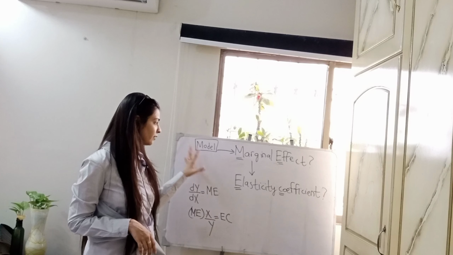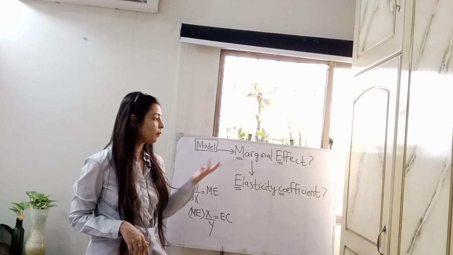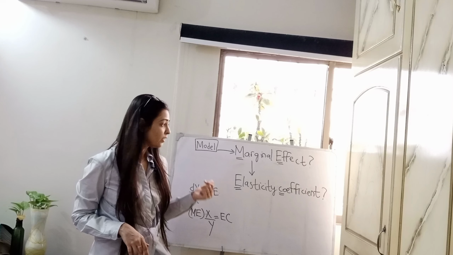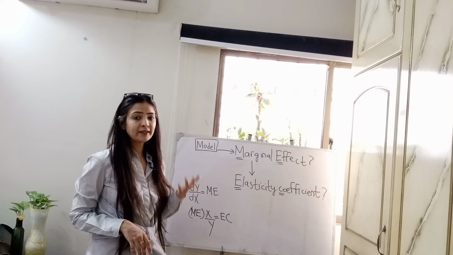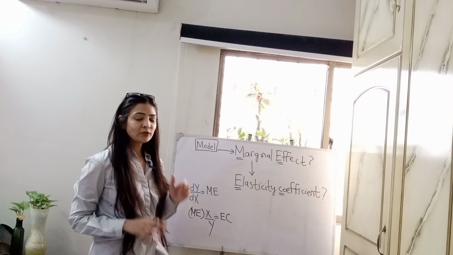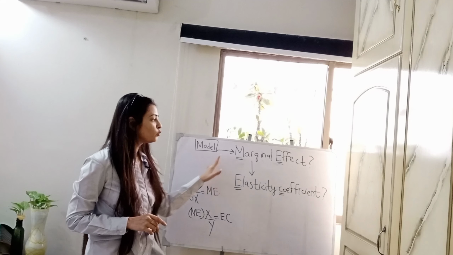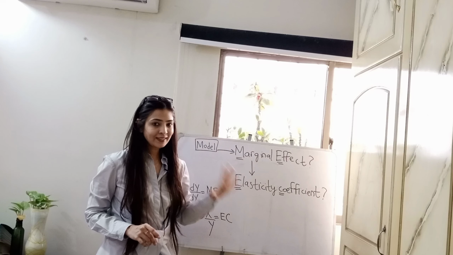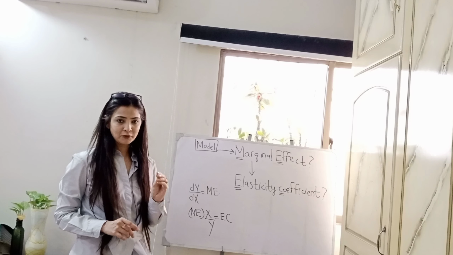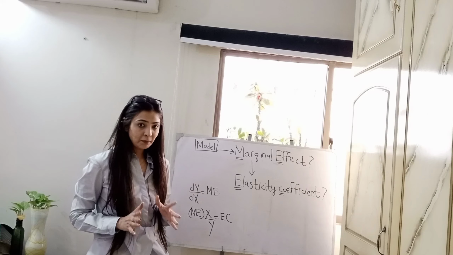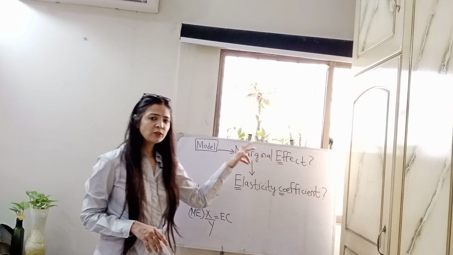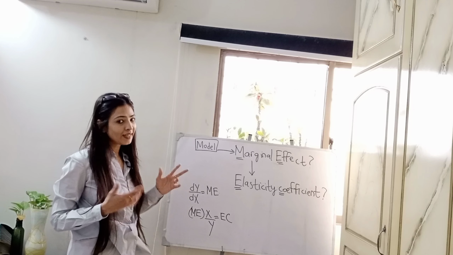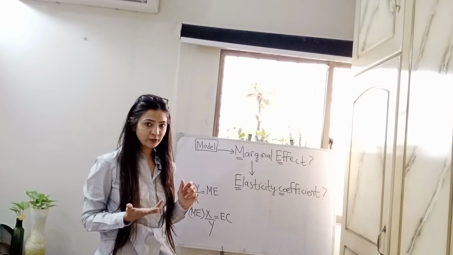So let's say you're given a model and you are asked to find the marginal effect. How would you do that? Or for example, you are asked to find out the elasticity coefficient. That's pretty straightforward. In order to obtain the marginal effect for any given model, you simply have to differentiate it. Therefore, to get ME, that is the marginal effect, you simply obtain dy by dx and that is going to give you the marginal effect for that model.